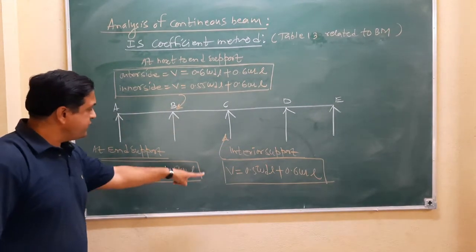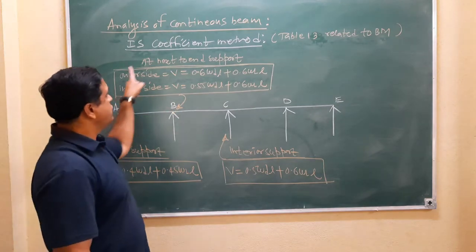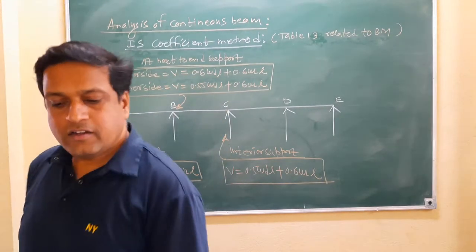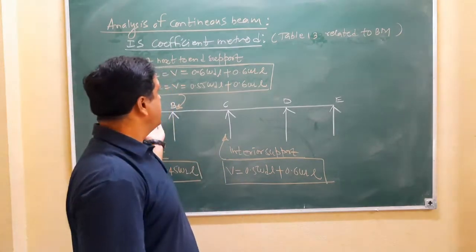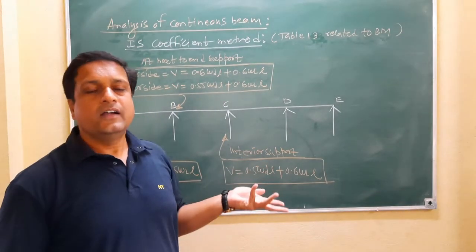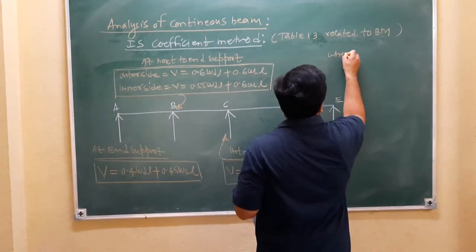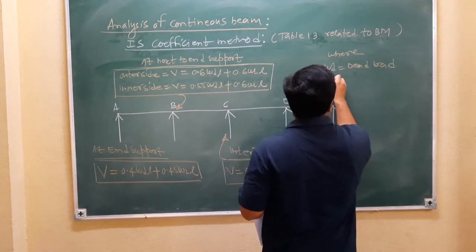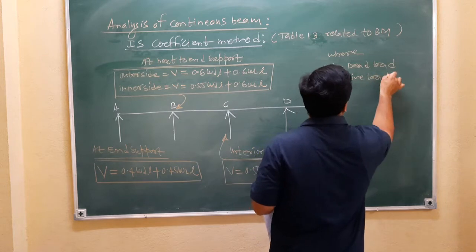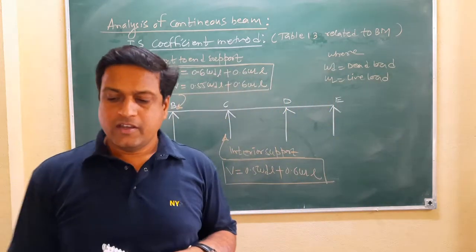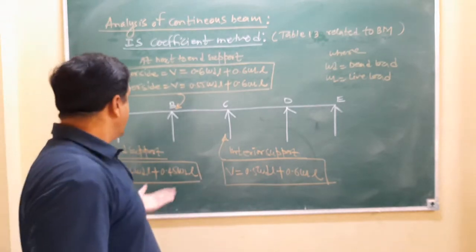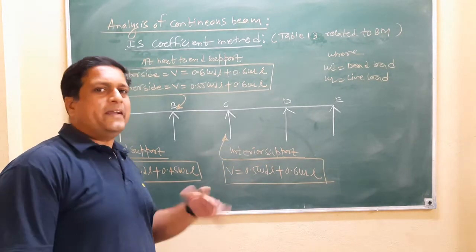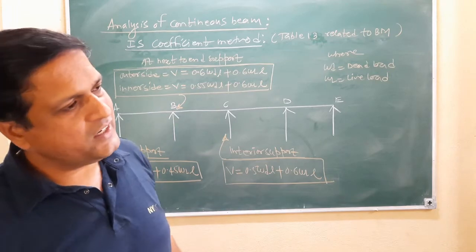At end support, you have to use this formula. At next to end support, you have to use this formula. At interior support, you have to use this formula and find out the total shear force, where WD is nothing but the dead load and WL is nothing but the live load. Use all these coefficients and find out the shear force, and for that maximum shear force, you have to design the shear stirrups. Okay, is it clear?